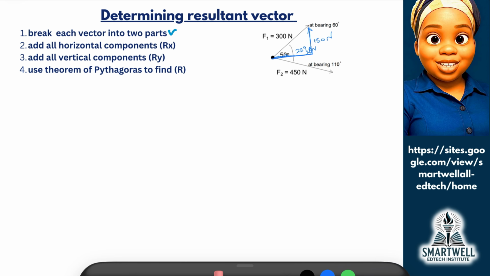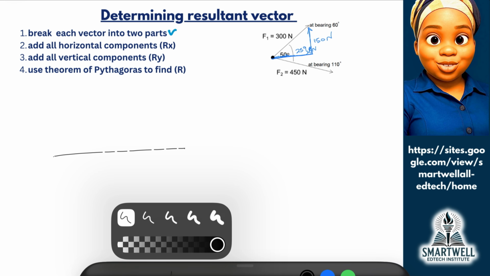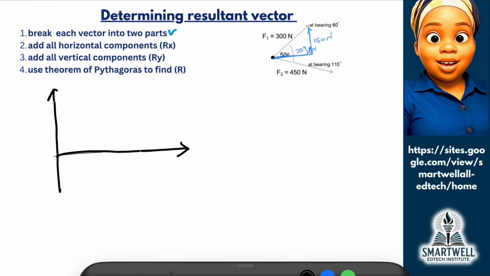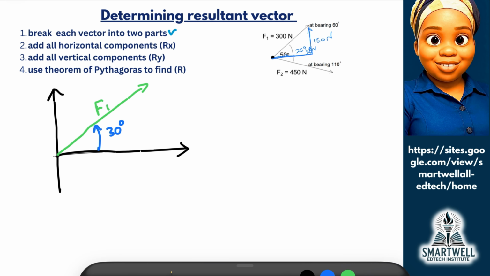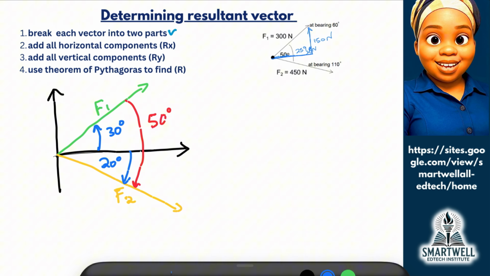Now let's proceed to the next vector. Our second vector F2 is 450 newtons. For this vector as well, we need to find the angle it makes with the horizontal x-axis. We can determine this angle using its relationship with the first vector. We are given that the second vector makes an angle of 50 degrees with the first vector. The first vector is 30 degrees away from the horizontal axis, which makes the second vector 20 degrees away from the x-axis. Another way would be by using the bearing.